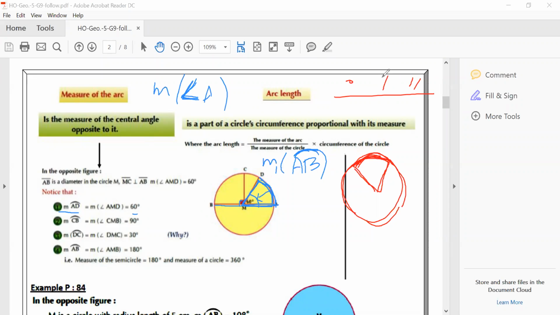What about if I want arc CB? The measure of arc CB. Where is the central angle opposite to arc CB? CMB, which is equal to 90 degrees because you told me that MC is perpendicular to AB. Okay, thank you.